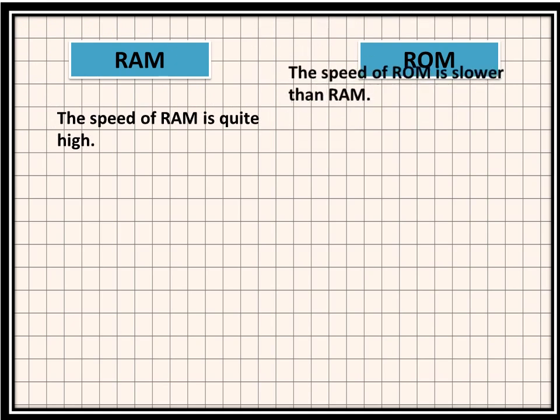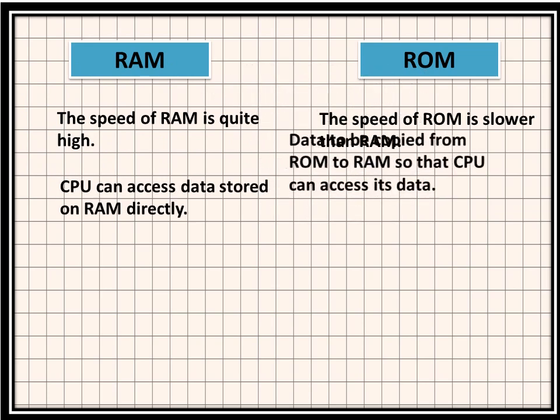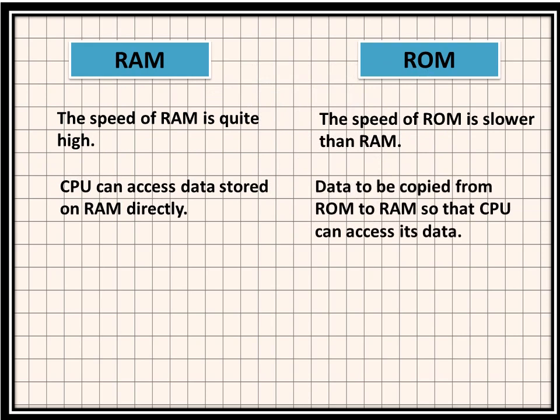RAM is much faster than ROM. Also, the CPU can access RAM directly. While with ROM, the data often needs to be copied to RAM first before the CPU can use it.